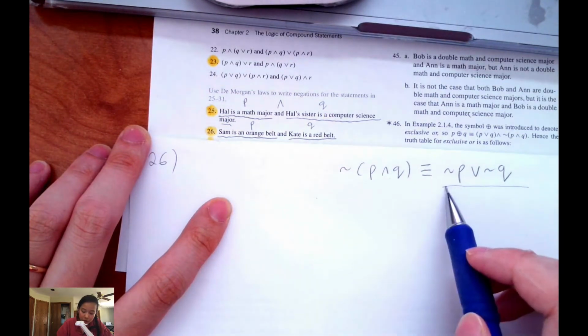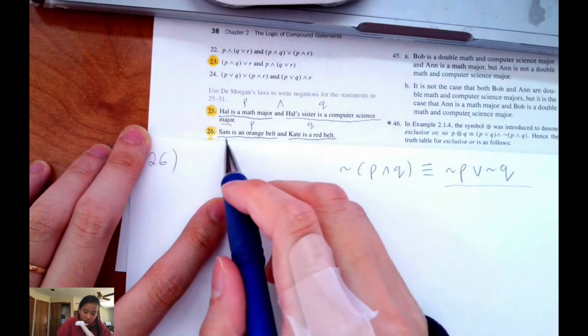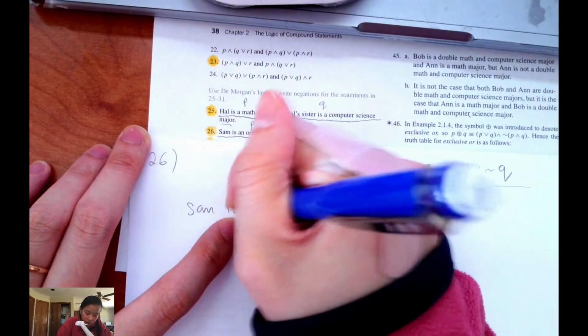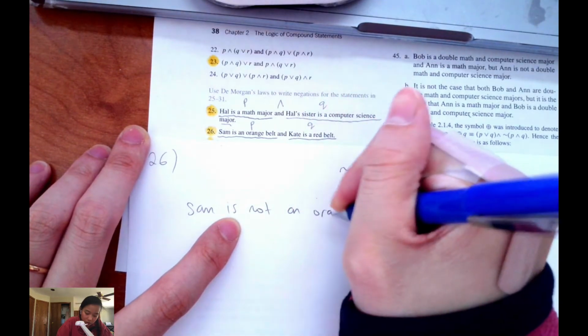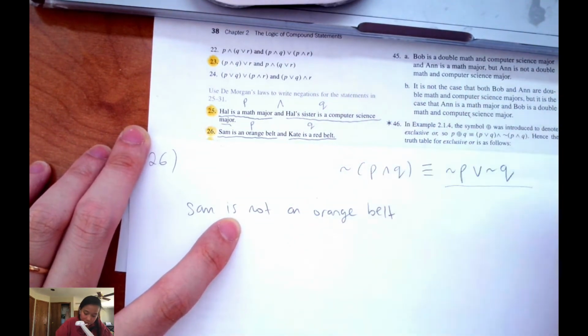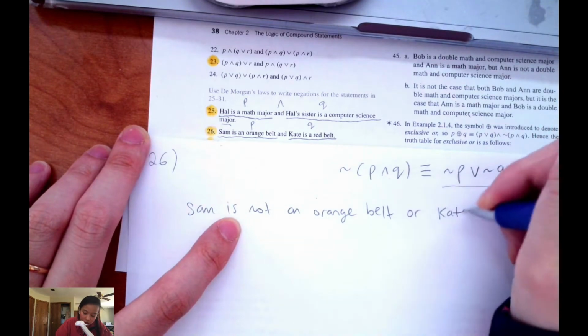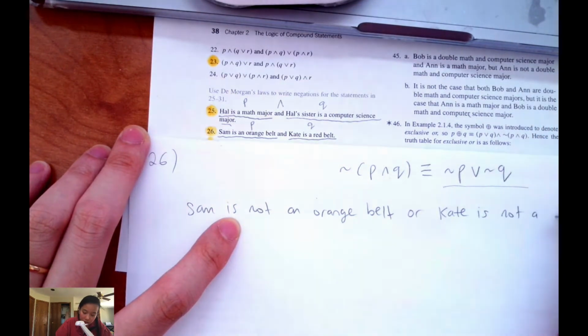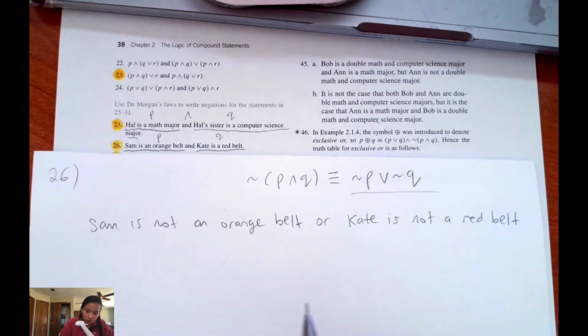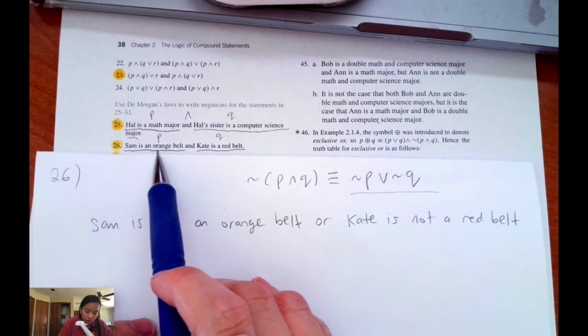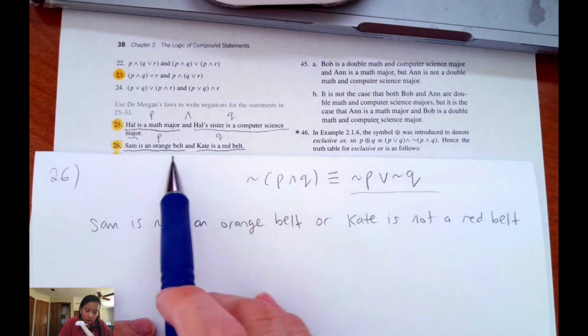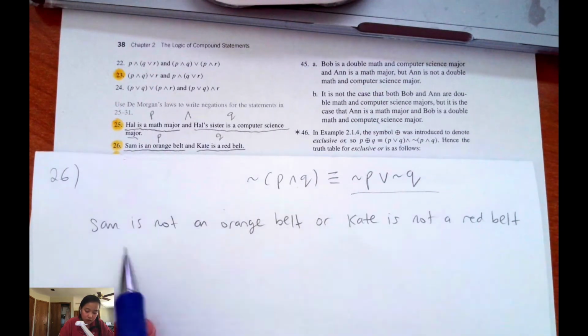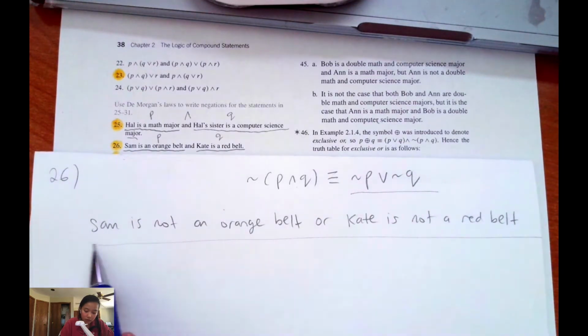And the negation of this whole statement would be logically equivalent to the negation of P, so Sam is not an orange belt, or Kate is not a red belt. And that is number 26. This statement right here, Sam is an orange belt and Kate is a red belt, the negation of this statement is the same thing as this statement right here.